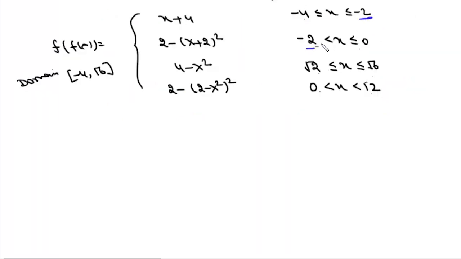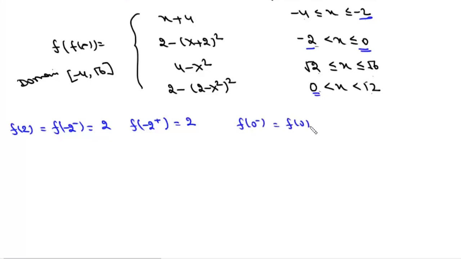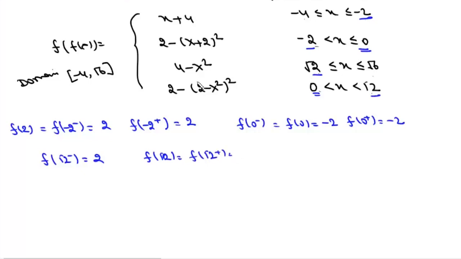Now if we look at continuity, we'll check continuity at minus 2. So f(minus 2 negative) will be 4 minus 2, 2, and then f(minus 2 positive), and since equality sign is here, so this is also equal to f(2), and f(2 positive) will be 2 minus 0. This is 2, so it is continuous at minus 2. Now we'll check continuity at 0. f(0 negative) is also equal to f(0), and here if we put x as 0, it will be 2 minus 4, so it will be minus 2, and f(0 positive) will be 2 minus 4, which again is minus 2. So it is continuous at 0 also. Now we'll check its continuity at root 2. Now f(root 2 negative) is 0, 2, and f(root 2) will be equal to f(root 2 positive), and here it will be 4 minus 2 and is 2. So this function is continuous in its domain.